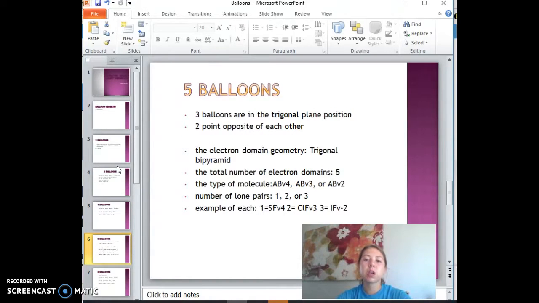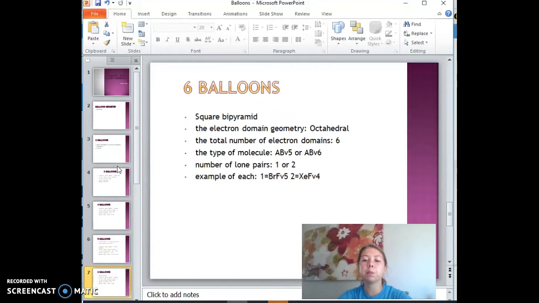For 5 balloons, 3 of the balloons were positioned in the trigonal plane, and then 2 were pointed into the linear, which were in opposite directions. The electron domain geometry was trigonal bipyramid. The total number of electron domains was 5. The type of molecule was AB4, AB3, or AB2. The number of lone pairs was either 1, 2, or 3. An example of one lone pair is SF4. 2 lone pairs would be ClF3. And then 3 lone pairs would be IF2-.